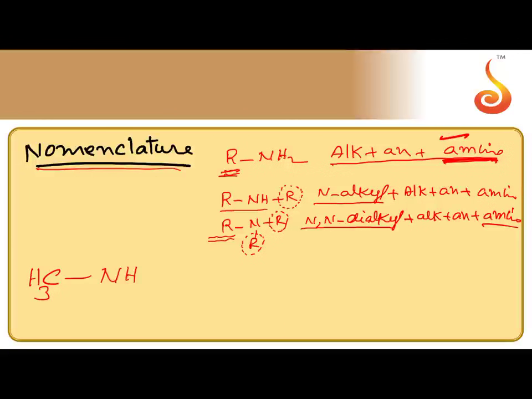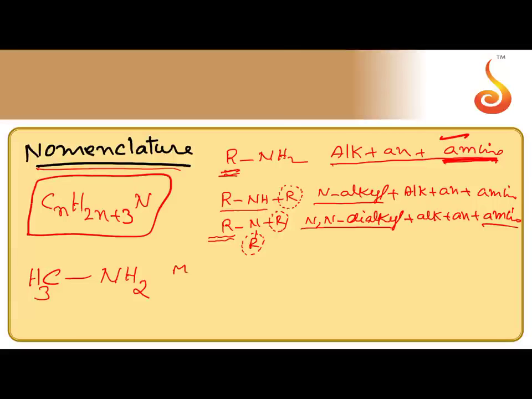The smallest amine, CH3NH2. The general molecular formula of the amine is CnH2n+3N. Methylamine is the common name. Meth, the primary suffix is automatically ane, followed by amine. Methanamine is the IUPAC name.